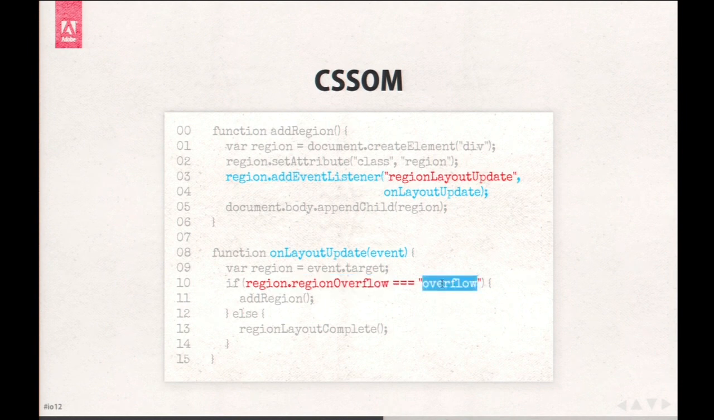And if the value of that property is overflow, which is to say if there's more text than actually fits in that region, then I'm going to need to add another region. So I sort of recursively call this add region function, right? Otherwise, if it fits, then call region layout complete, and you're done. You can do your layout and stuff.